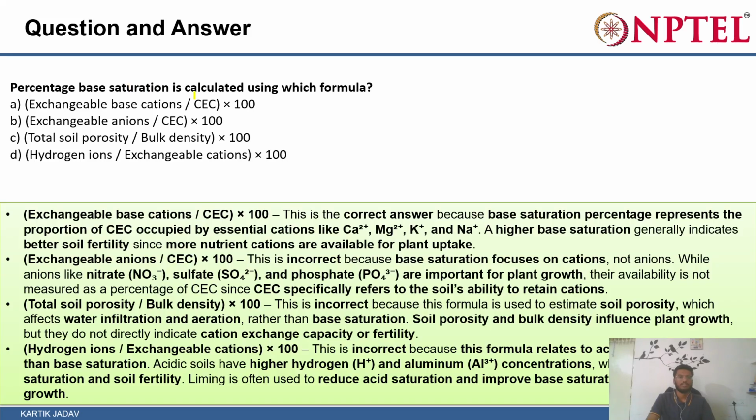Percentage base saturation is calculated using which formula? So we know that percentage base saturation is generally calculated as exchangeable base cations divided by cation exchange capacity, times 100. So exchangeable base cations divided by cation exchange capacity times 100. That is the correct answer.